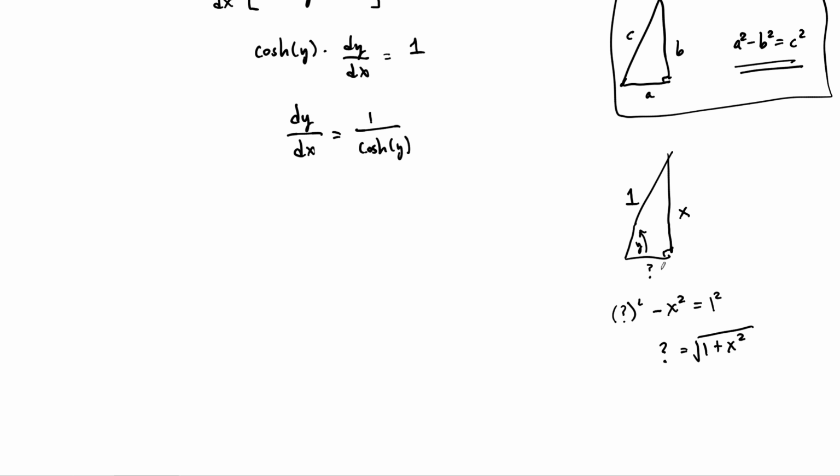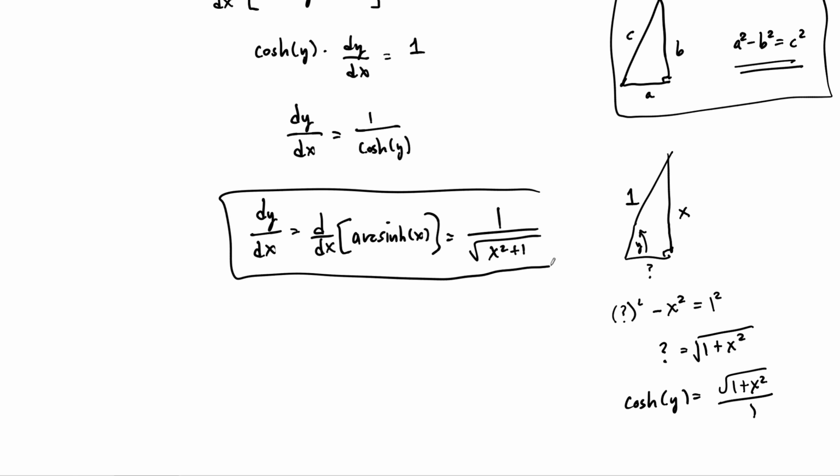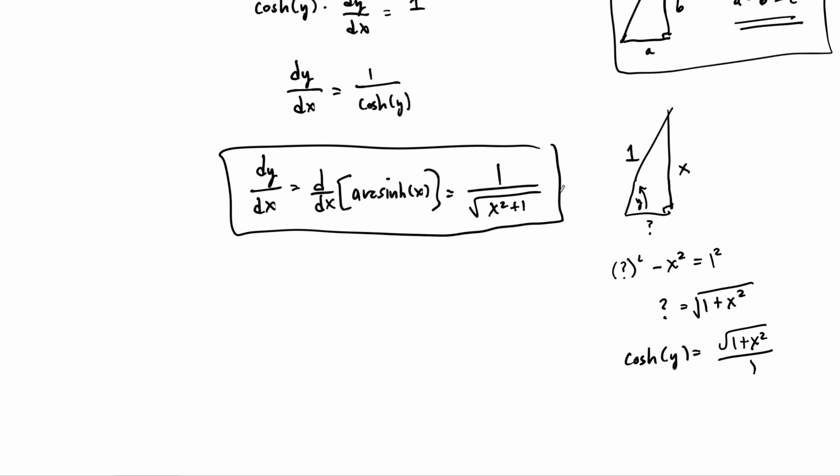And so the cosh of y, what do we learn? Cosh of y is exactly adjacent over hypotenuse. It's square root of 1 plus x squared over 1. That goes back in up here, right? So dy by dx, which is the derivative with respect to x of our arcsinh function, is 1 over square root of x squared plus 1, or 1 plus x squared, you can change the order if you want. Either way you do it, that's what you get.